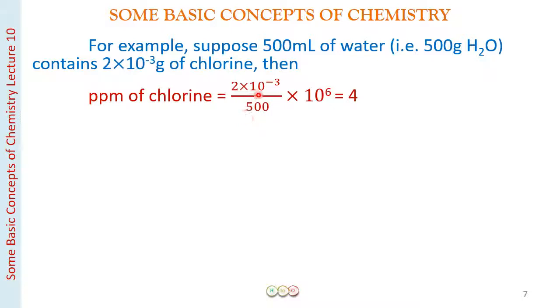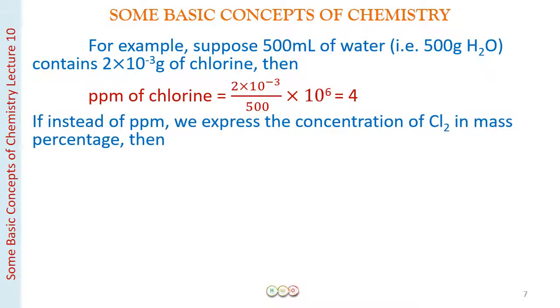Instead of the mass of solution, we have taken the mass of the solvent over here because the mass of the solute is so small that it can be ignored, right? So that is why we have just taken the mass of the solvent rather than the mass of the solution.